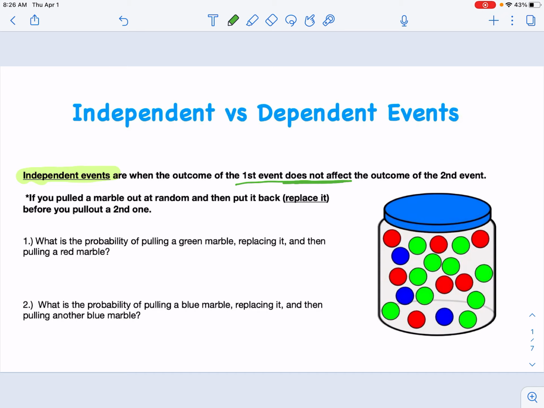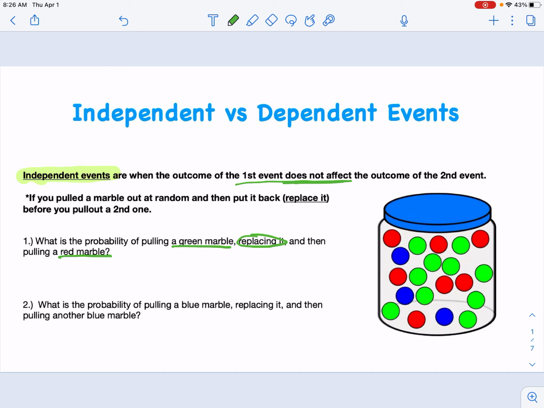So it says if you pulled a marble out at random, then put it back, so you replace it before you pull out the second one. So question 1 says, what is the probability of pulling a green marble, replacing it, so putting it back, and then pulling a red marble?